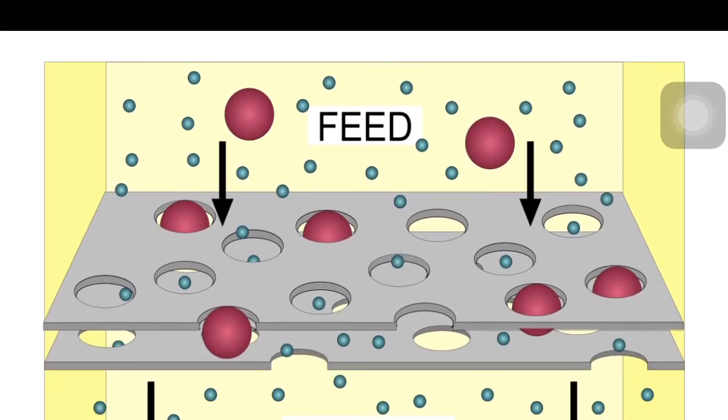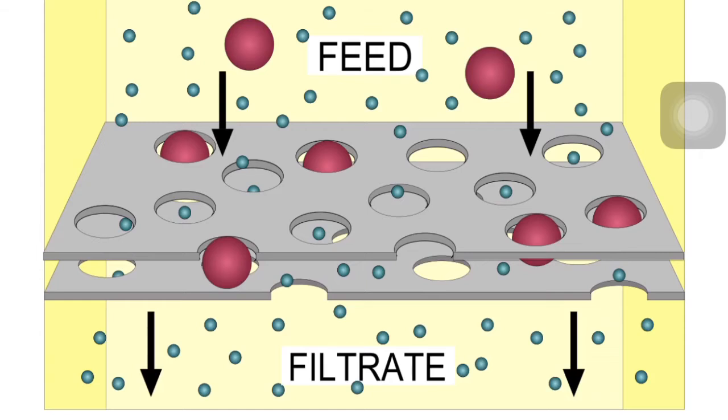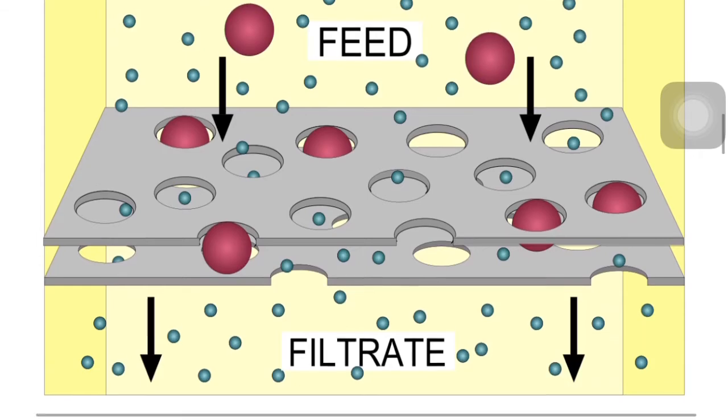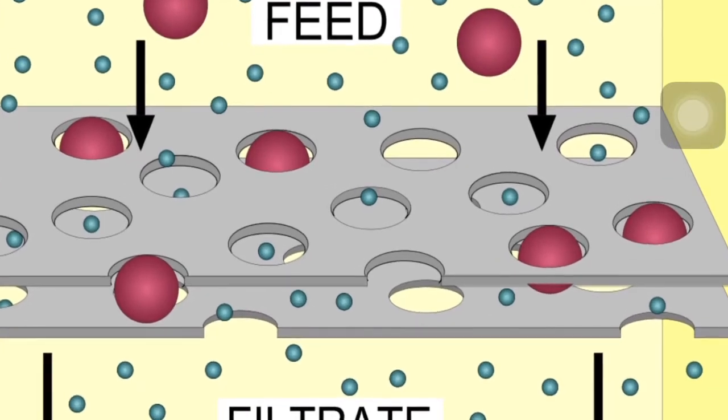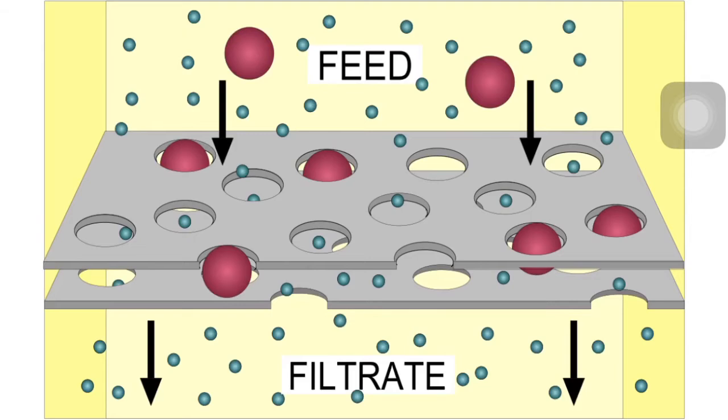So dear students, this is the microscopic view of filter paper. As you can see, it looks like a strainer, and small holes are present in it. These brown particles are sand particles which are trapped in these holes, and these blue particles are water particles which easily pass through this filter paper.